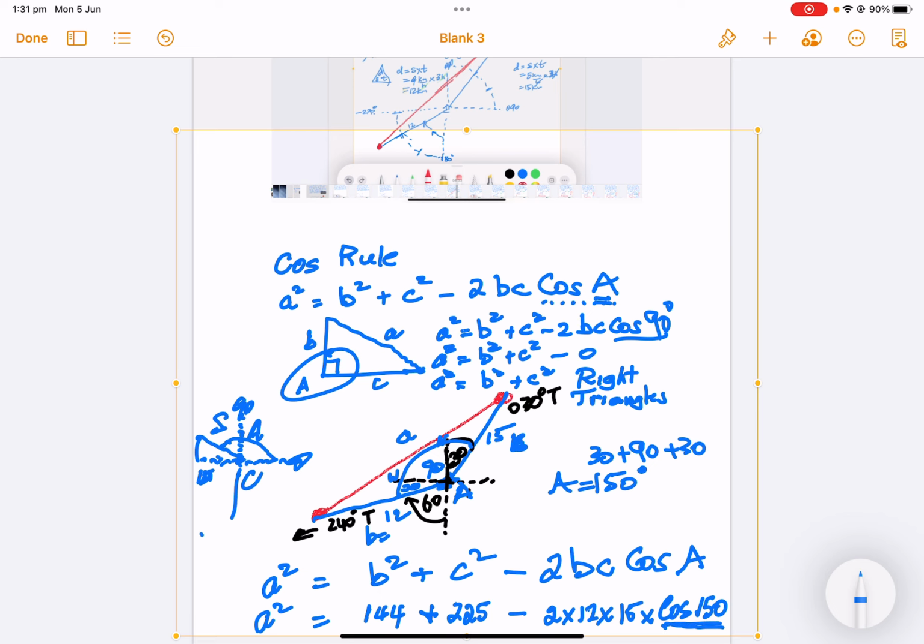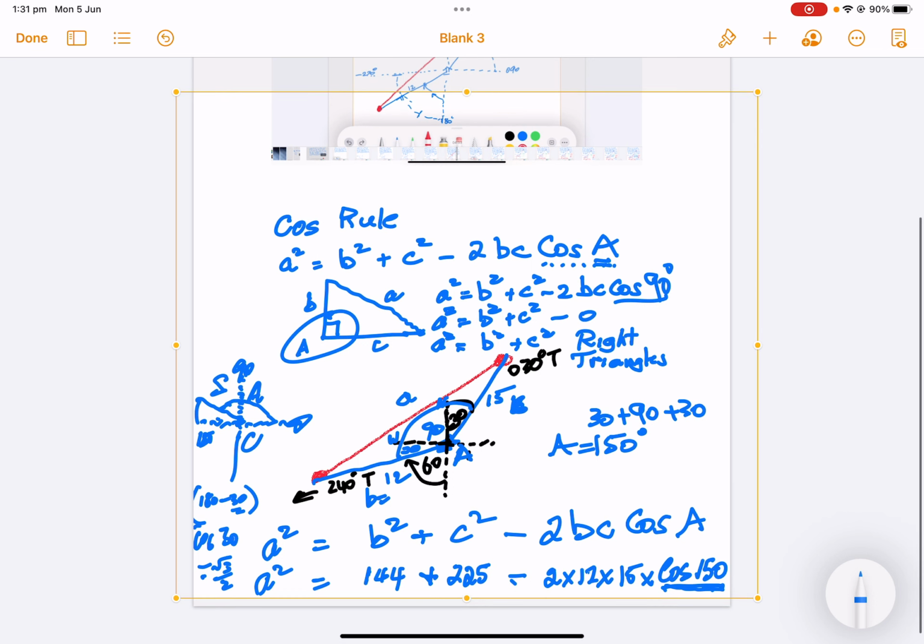And 180 minus 30 is 150, so we're dealing with the same as cos of 30. Cos of 30 is going to be the same number as cos of 150, apart from the sign. Cos of 30 is root 3 over 2, so cos of 150 is negative root 3 over 2. If you had a calculator and put cos of 150 in, you should get negative 0.866 approximately. So without a calculator, we will say root 3 over 2, because that negative will become a positive.